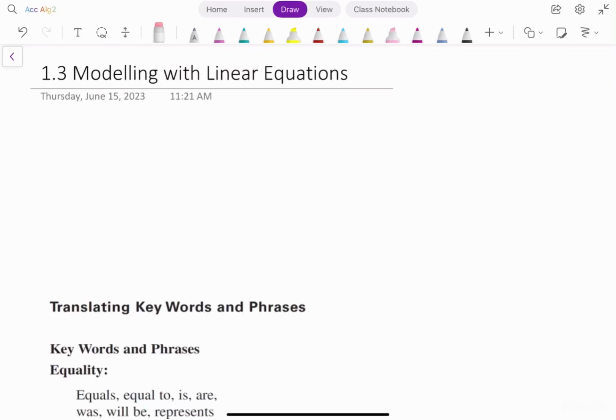Hi there. Today we will be talking about Unit 1.3 from the Algebra and Trigonometry Ron Larson textbook.